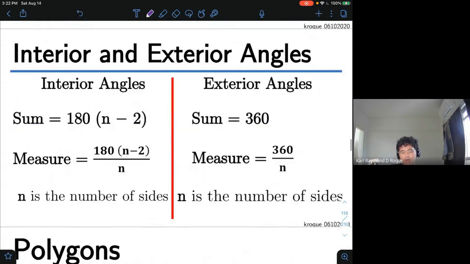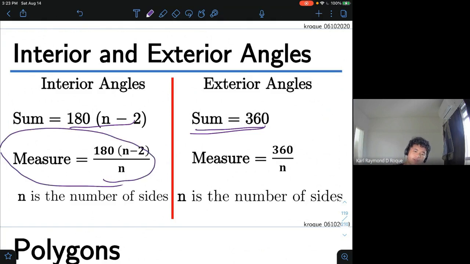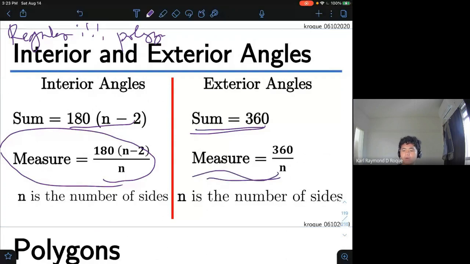Sum of interior angles, 180 times n minus 2. Sum of exterior angles, 360. Measure, divide. Regular polygon na to. Regular meaning pagkakapareho sila ng side measure and angle measure sa loob. Yung nasa labas naman, 360 over n, no matter the number of sides ng polygon mo.